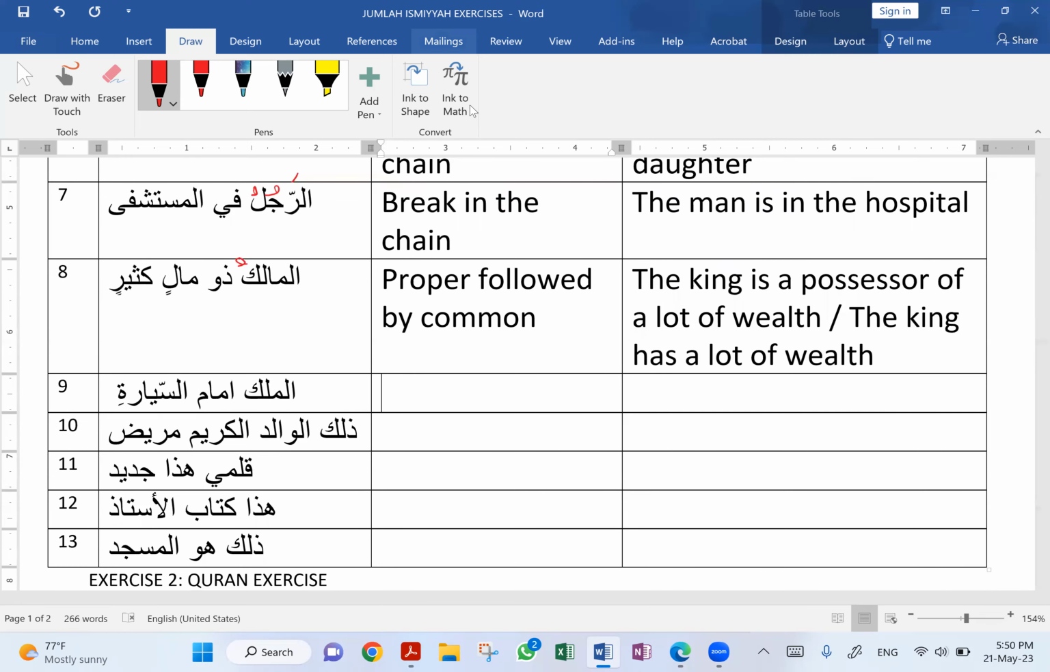Okay, number 9. Who can read this for us? Can I try? Yes. Al-Maliku amama sayyara. Okay, good. So Al-Maliku is a Mubtada. Just a minute. Now, there's a difference between this word and this word. That's why I put them here, because I wanted us to figure out the difference. What do you think is the difference?